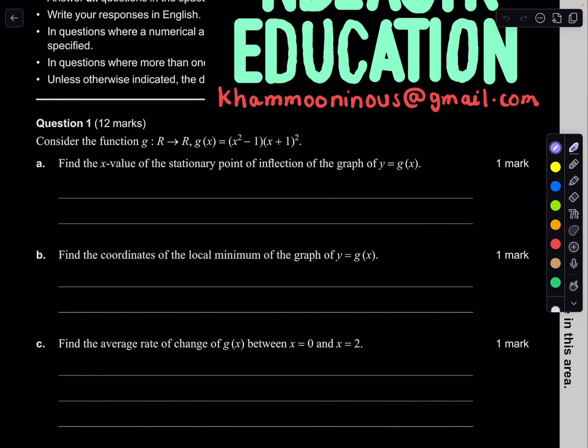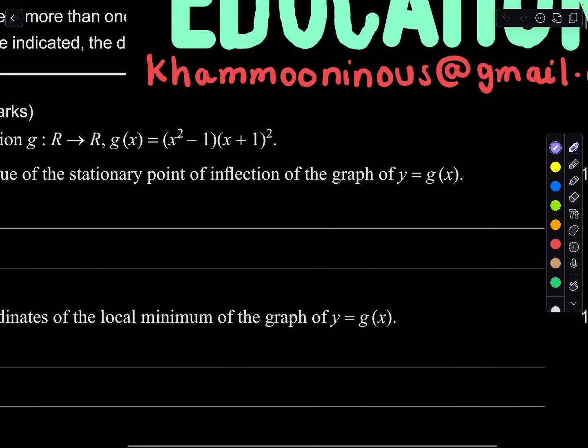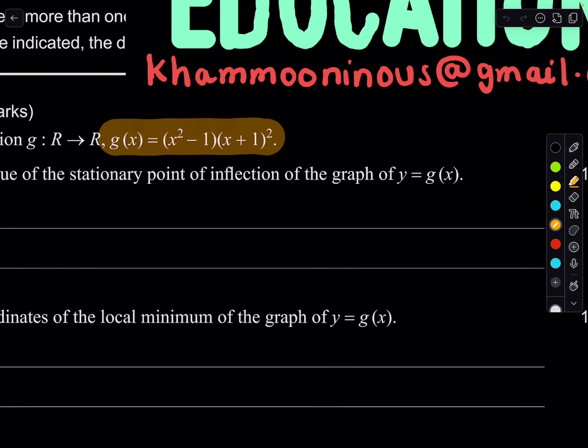So question 1. Consider the function g, which has a domain of all reals, and g of x is this function. Find the x value of the stationary point of inflection of the graph of g of x. Now, of course, the most obvious approach is to find the derivative, let it equal 0, and solve. Now, you can do that, but it's quite obvious what you can see. This here is actually easy to draw. The function g of x isn't actually hard to draw.